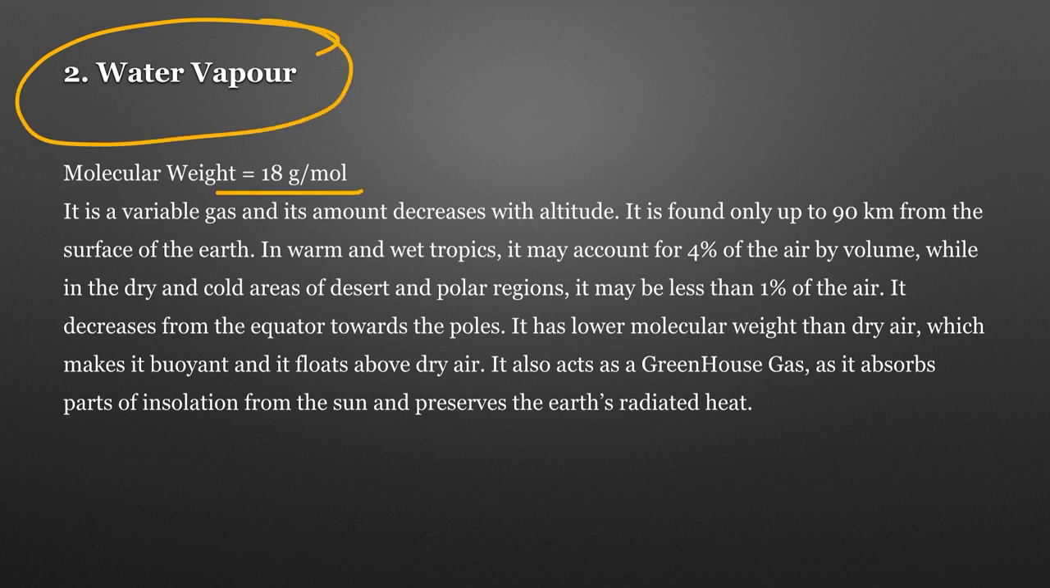The second part of the atmosphere is water vapor. This is water, H2O, and its molecular weight is 18 grams per mole. It is a variable gas. You remember what a variable gas is? A gas whose amount may vary significantly over time and location, even due to weather and climate. So it is variable, and it decreases with altitude. As we go higher in the atmosphere, the amount of water vapor decreases. It is found only up to 90 km from the surface of Earth.